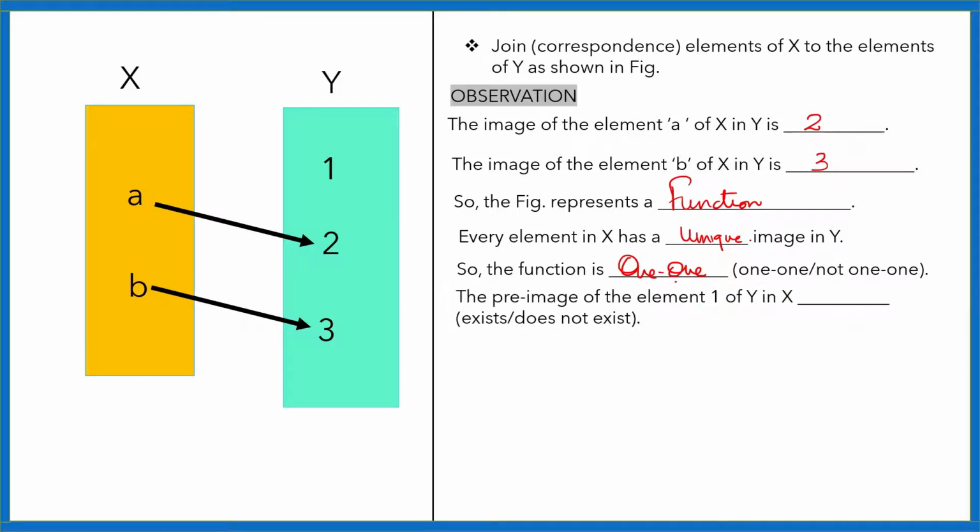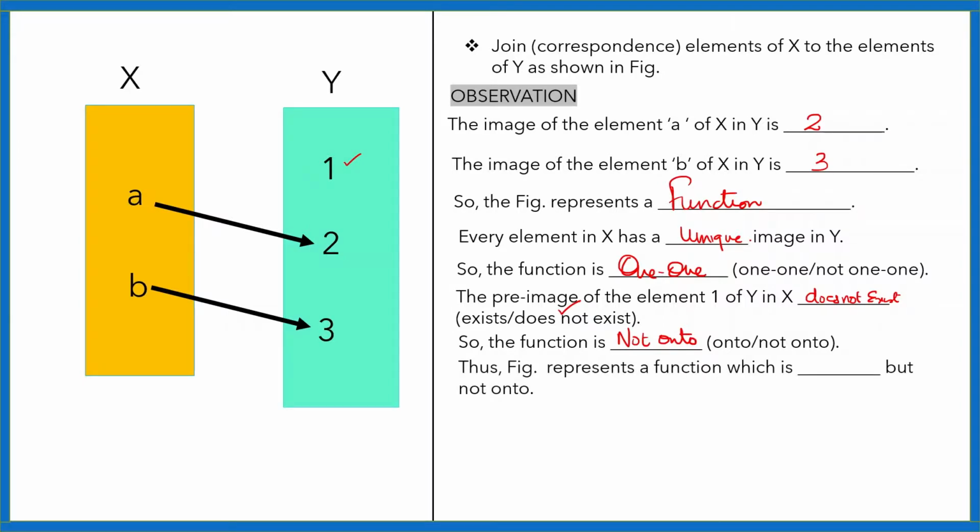Does the pre-image of element 1 of Y in X exist or not? No, it does not exist, because element 1 in Y does not have a pre-image in X. So this function is not onto. Thus the figure represents a function which is 1-1 but not onto.